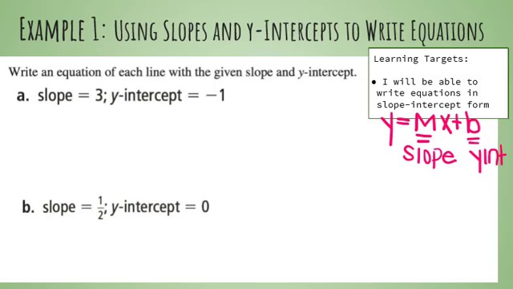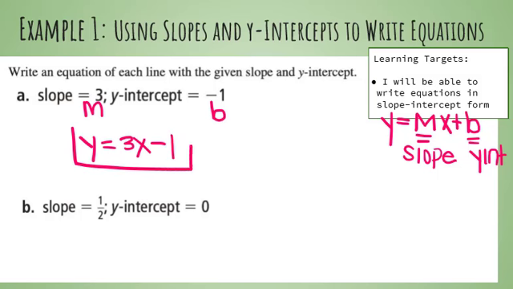So looking at example 1, we're using the slope and the y-intercept to write equations. So we're given the slope of 3 and the y-intercept of -1. So in our formula, the slope is your m, your y-intercept is b. So when we plug these in, we have y equals 3x minus 1. So this is our answer here.